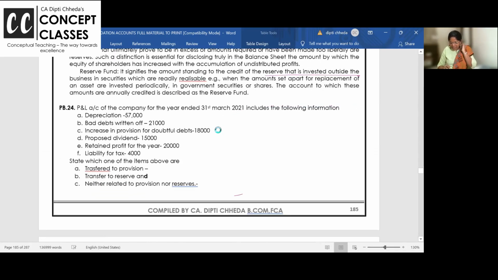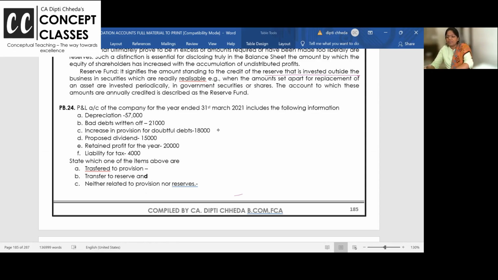Based on this, they have asked: the P&L account of the company is given. State which of the above items are transfers to the provisions and which are transferred to the reserve. I hope you are getting it. What is provision? Provision is a charge against a profit. And what are reserves? Out of the profit, can you put something in the reserves? Yes, you can.